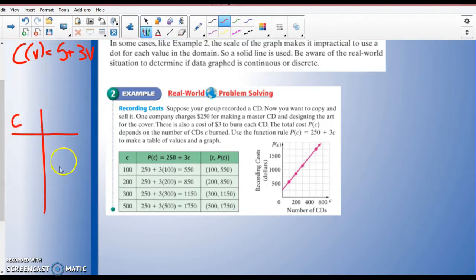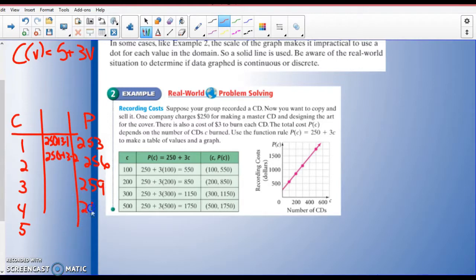What if I did the same exact problem? Number of CDs and price. But I'm going to go 1, 2, 3, 4, 5. 1 CD would be $2.50 plus 3 times 1 is $2.53. 2 CDs would be $2.50 plus 3 times 2, $2.56. 3 CDs would be $2.59. 4 CDs would be $2.62. 5 CDs would be $2.65.